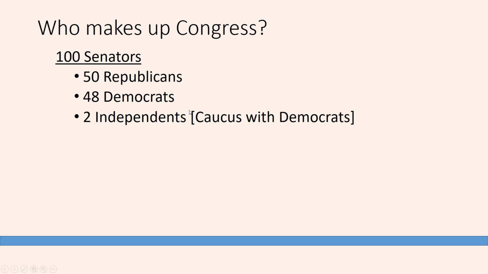But you're saying, hey, wait, I thought the Democrats held the Senate. And they do. So it's 48 plus the 2 independents that caucus with the Democrats. So that makes it 50-50. The deciding vote in the Congress is the vice president. So Kamala Harris is our deciding vote, which means that the Democrats officially hold the Senate.